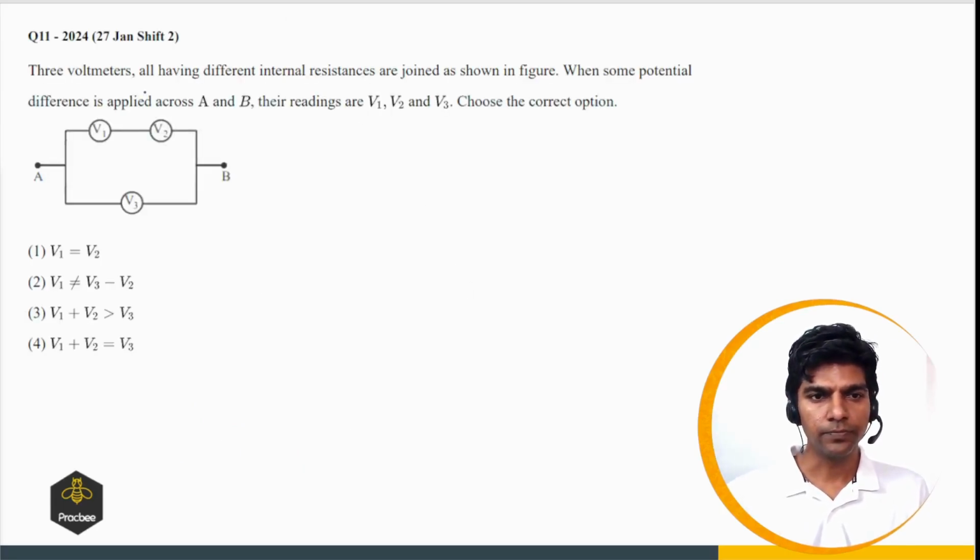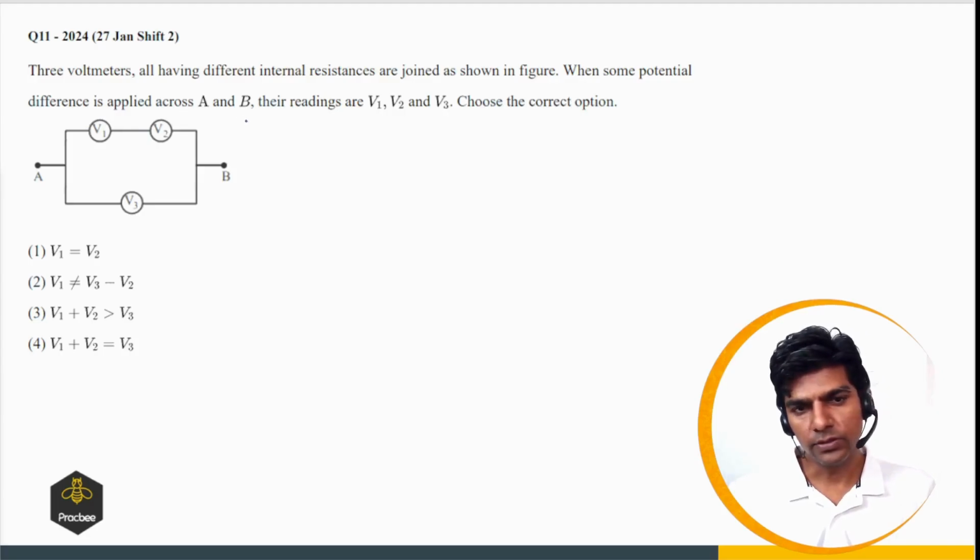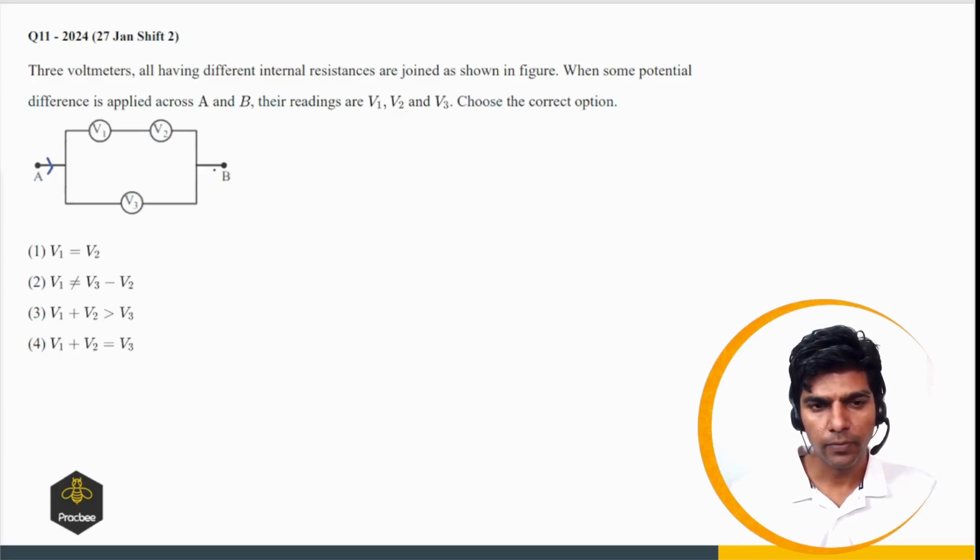Let us see this question. 3 voltmeters all having different internal resistances are joined as shown in the figure, with some potential difference applied across A and B. So there will be some current flowing. Whatever current is entering A should also leave B. When some potential difference is applied across A and B, the readings of the voltmeters are V1, V2 and V3 respectively. Choose the correct option.